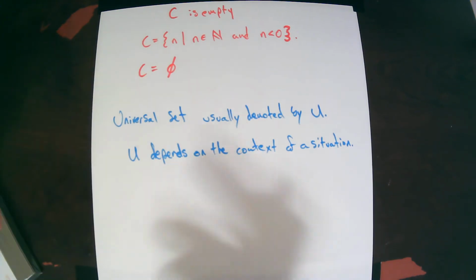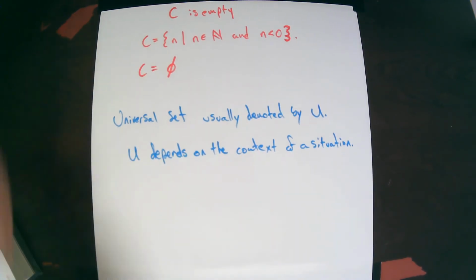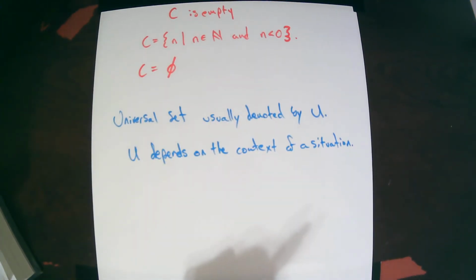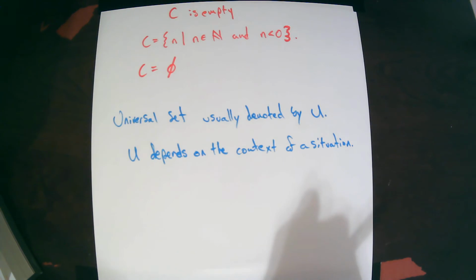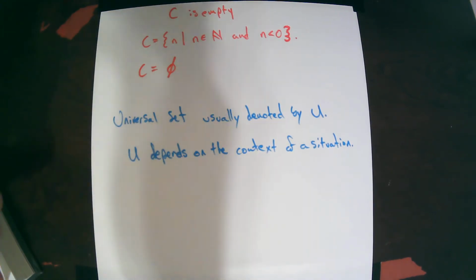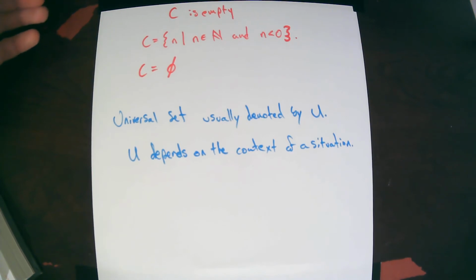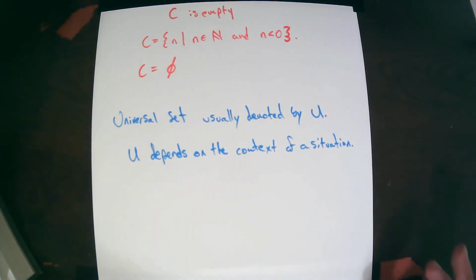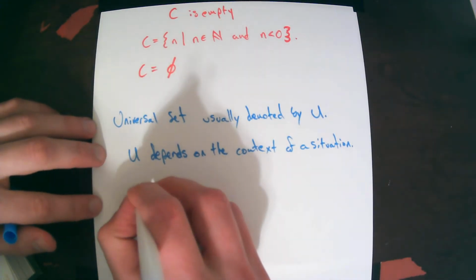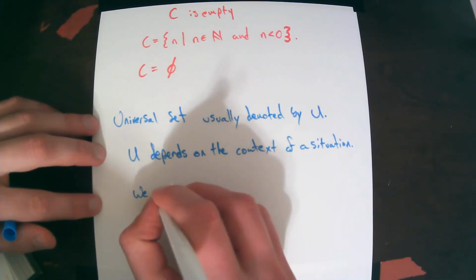Sometimes U could be all the real numbers, or it could be all the natural numbers, or it could be all the people in a room, or it could be all the states in the United States. It just depends on the context of the problem you're working. So that problem with S, the capital S being the set of states that begin with the letter M.